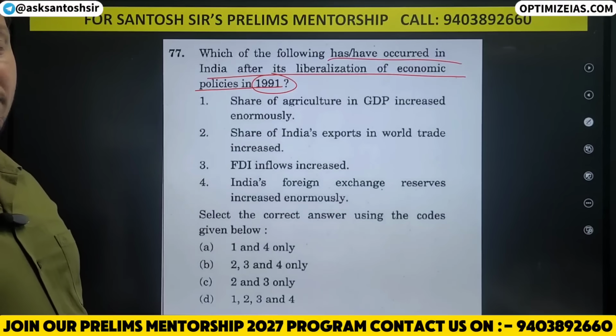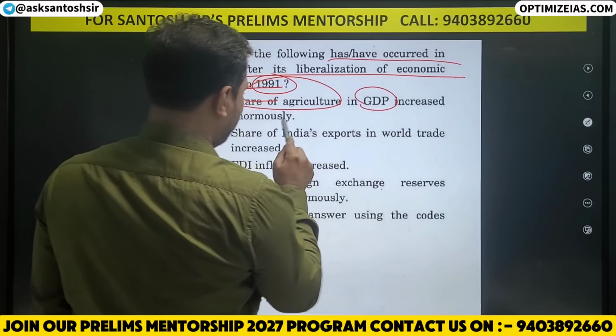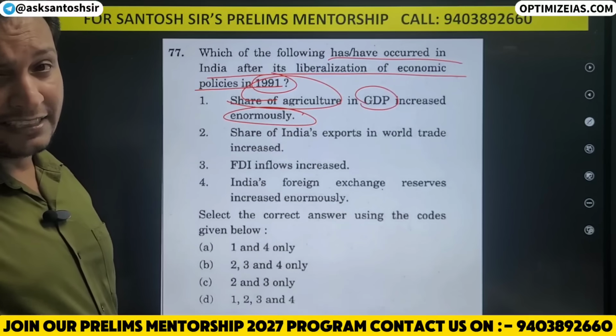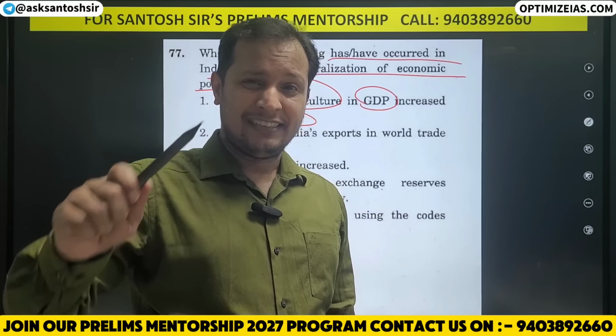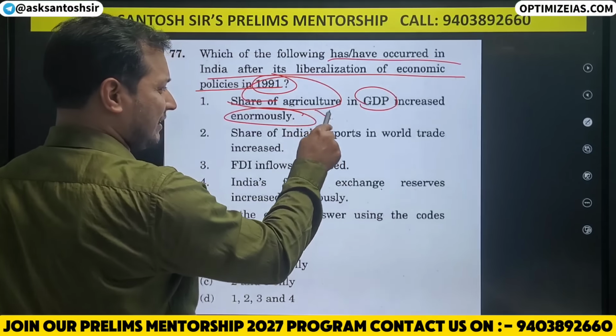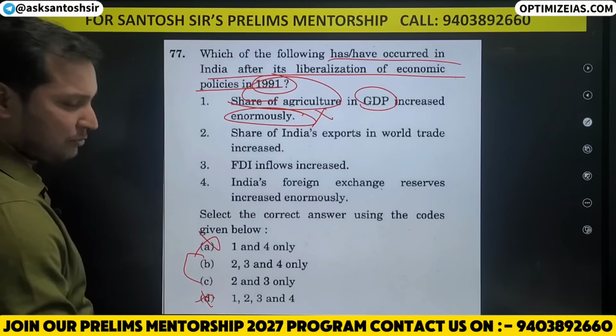Okay, 1991 economic policies. What has happened? The share of agriculture in GDP increased enormously. Guys, the share of agriculture has declined, not increased. This is common sense. This statement is wrong. So one is wrong. We are left with two options.